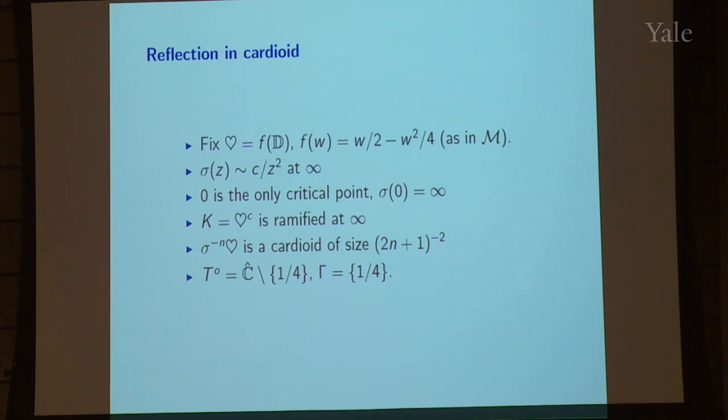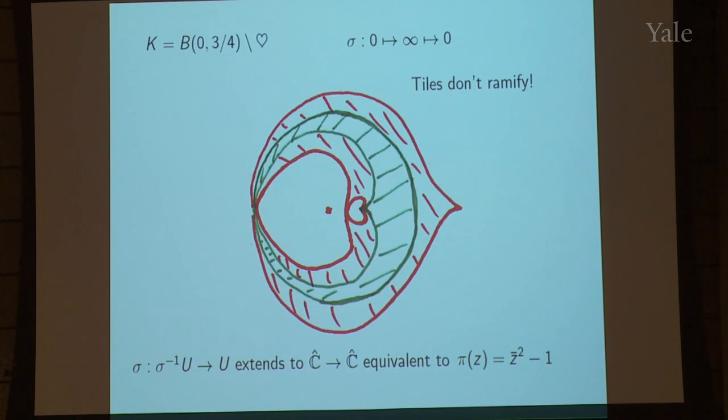If you consider the pre-images of the cardioid, you will get cardioids of a size given here. So that's all you need to know about the reflection in the cardioid. So that's the picture. We choose the case when the disk is centered at the critical point of the reflection in the cardioid. Then the orbit of the critical point is: 0 will go to infinity under the cardioid reflection, and then infinity will go back to 0, reflecting in the circle, right? So we get a critically finite situation.